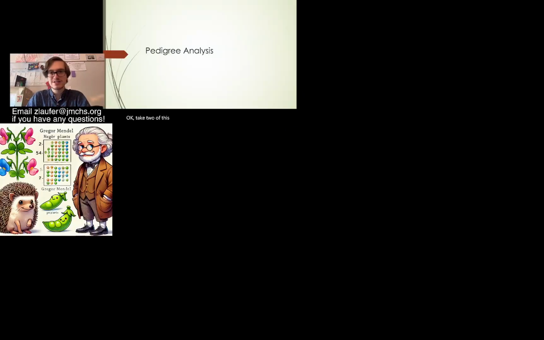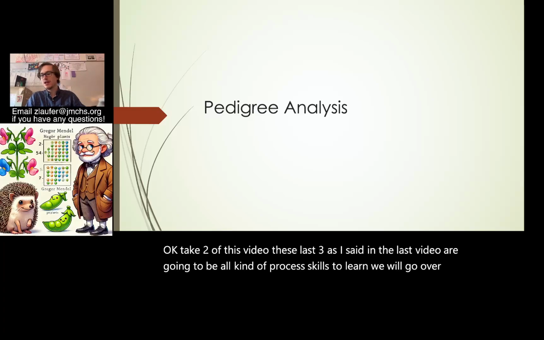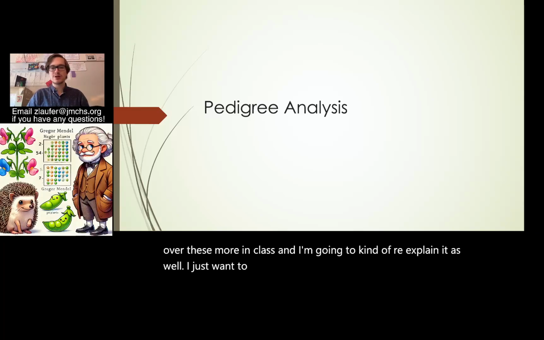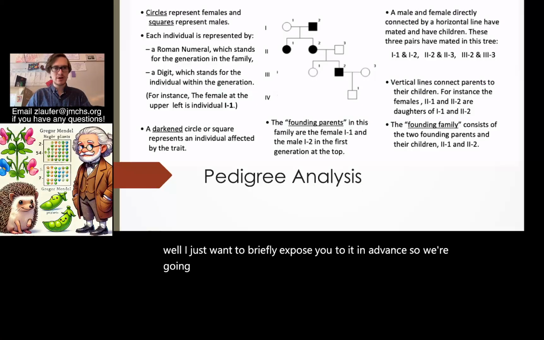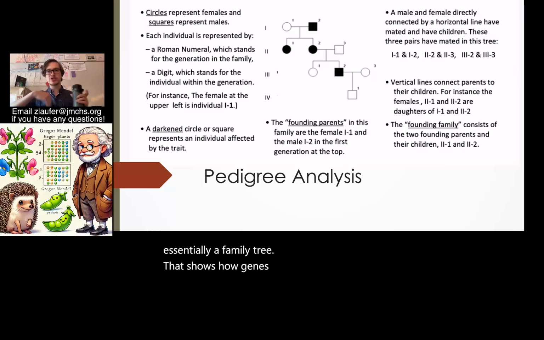These last 3, as I said in the last video, are going to be all kind of process skills to learn. We will go over these more in class, and I'm going to re-explain it as well. I just want to briefly expose you to it in advance. So we're going to be talking about pedigrees in this video. A pedigree is essentially a family tree that shows how genes or alleles are passed down the generations.